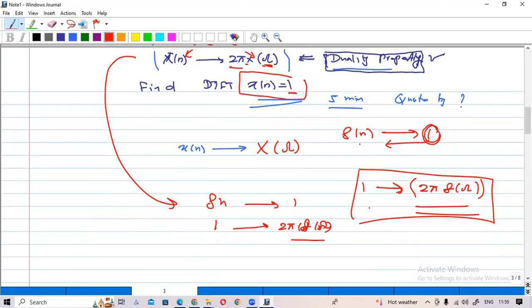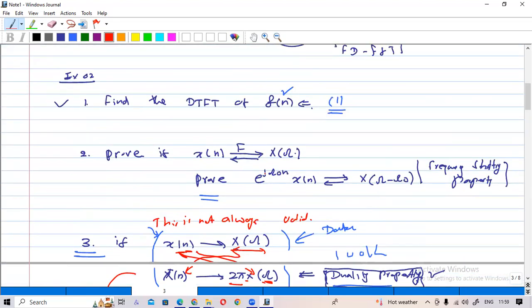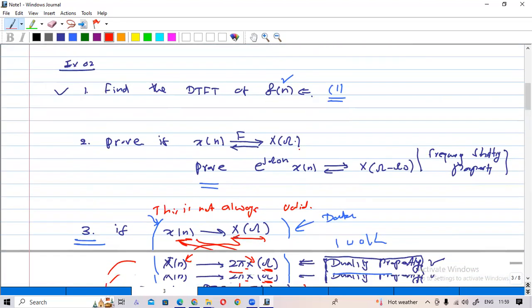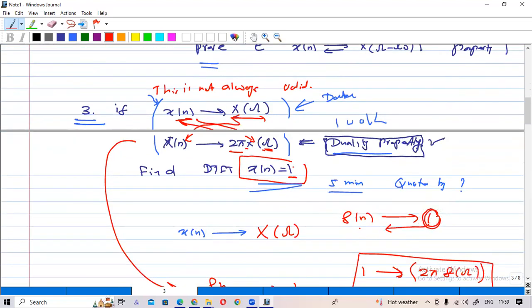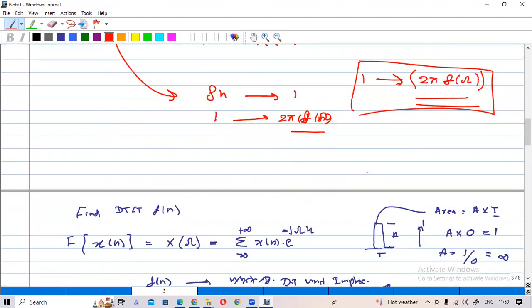So that kind of things are there. Here, this is the answer. The Fourier transform of x[n] = 1 is nothing but 2π delta(ω).